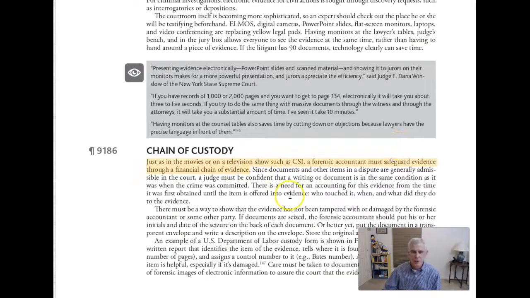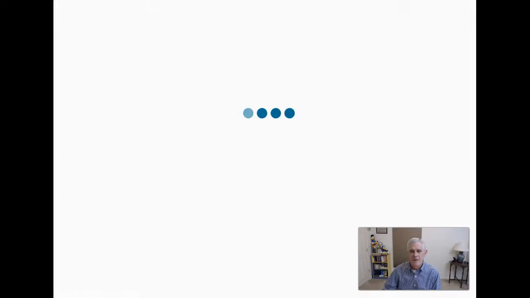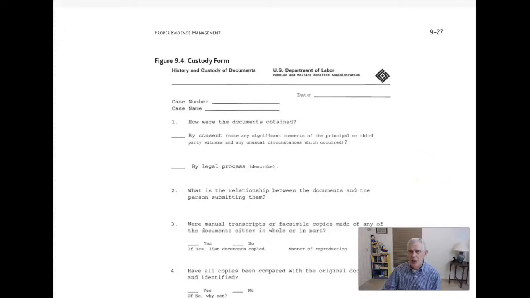Talk about chain of custody. Just mentioned that. So those CSI shows, they talk about chain of evidence all the time, even financial chain of evidence. There's a custody form.